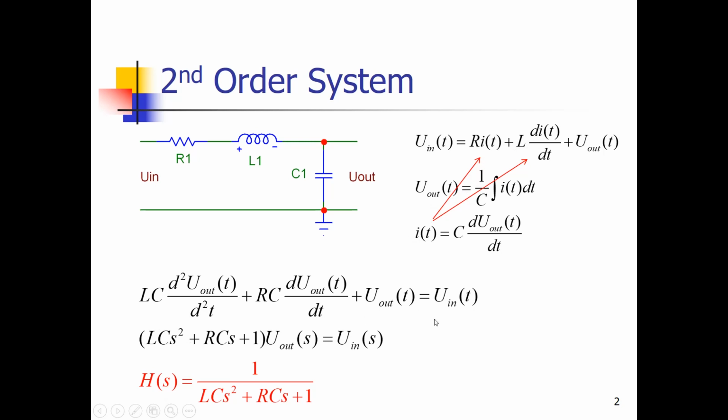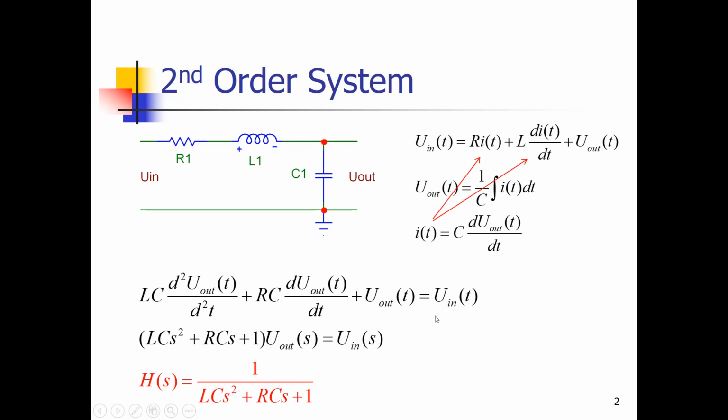Now we can easily transform this into the Laplace domain by replacing d/dt by s, and then we get LC times s squared, d squared divided by dt squared. Well, I shouldn't say that mathematically, but that is what we do. Replace that by s squared, so we get LC times s squared times U out, plus RC times s times U out, plus 1 times U out, equals U in.